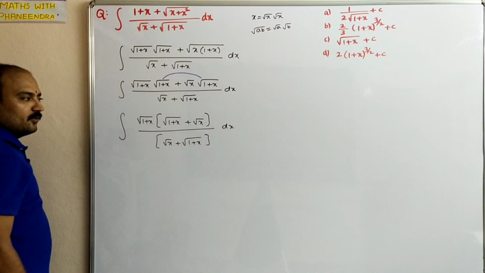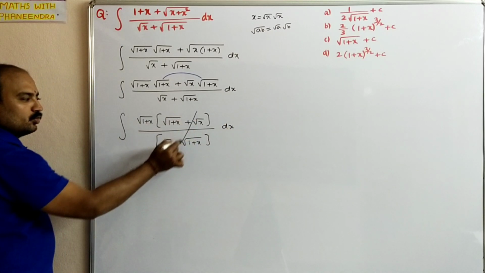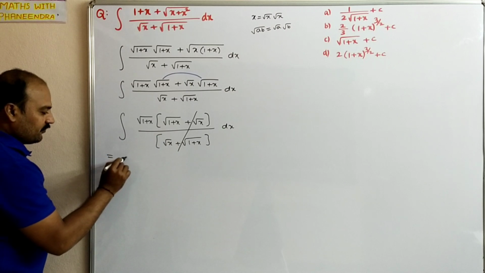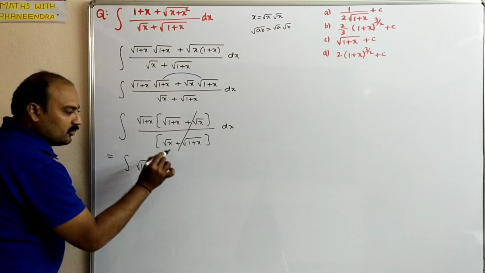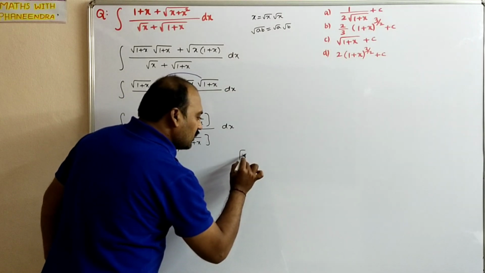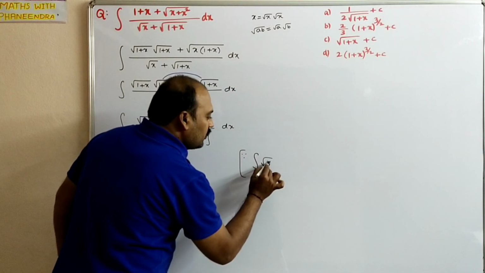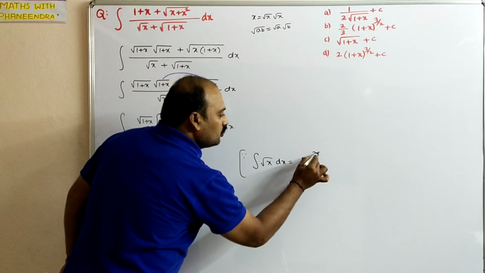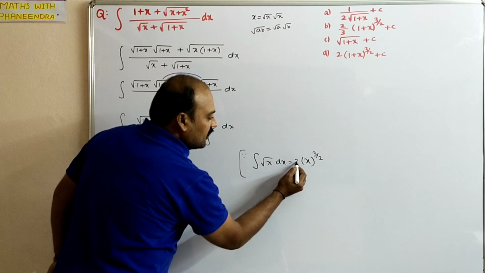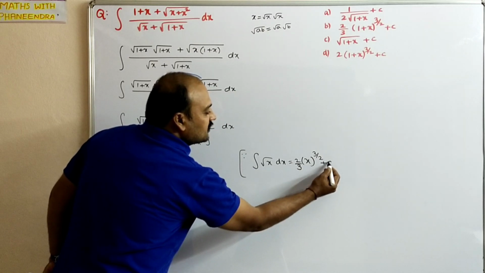If you observe carefully, these two values are equal, so we can cancel them. Integral of square root of 1 plus x into dx. We know the formula for integral of root x: integral root x dx equals x power 3 by 2 into 2 by 3 plus c.